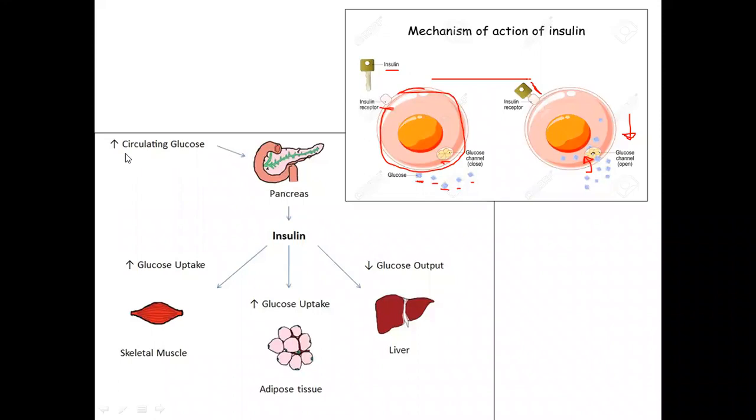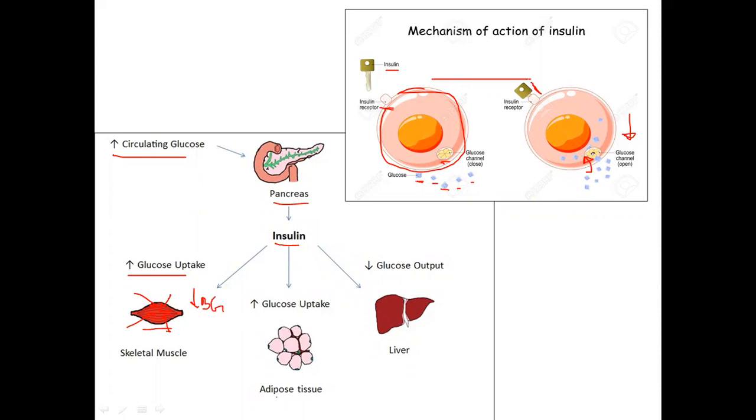Now see, there is an increase in circulating glucose. So now the pancreas detects this response. The glucose level has increased. Now insulin is released from the pancreas, and this insulin increases glucose uptake by skeletal muscle. Glucose uptake means the glucose will be absorbed by the skeletal muscles. So by this mechanism, the blood glucose is reduced.